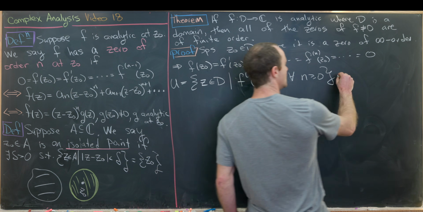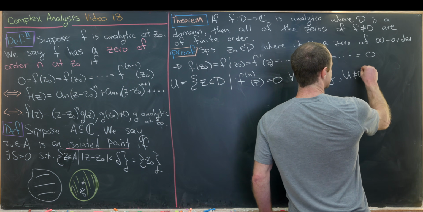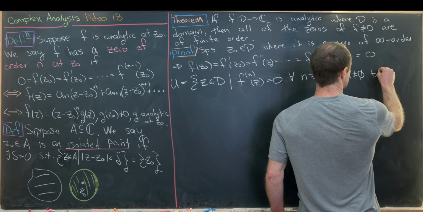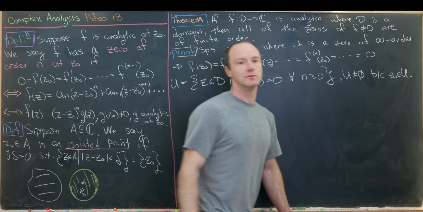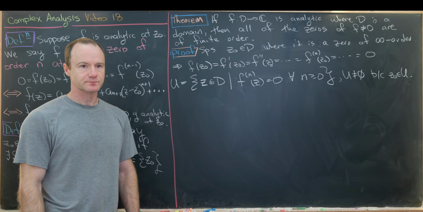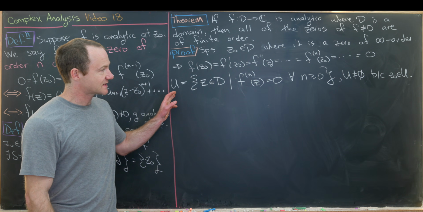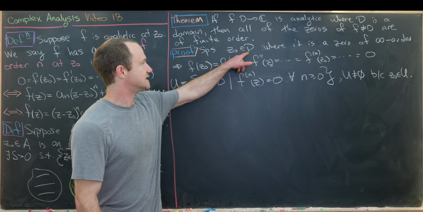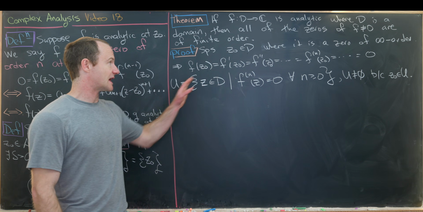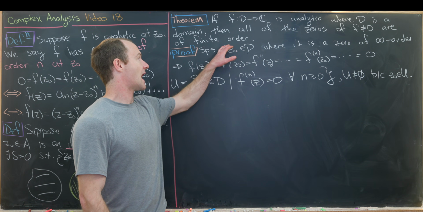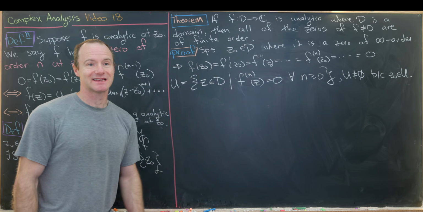Again, like I said before, U is non-empty, and that's because this z0 is an element of U based off of our assumption. Okay, next up, since z0 is in D and f is analytic on D, we can expand f as a power series based at z0.